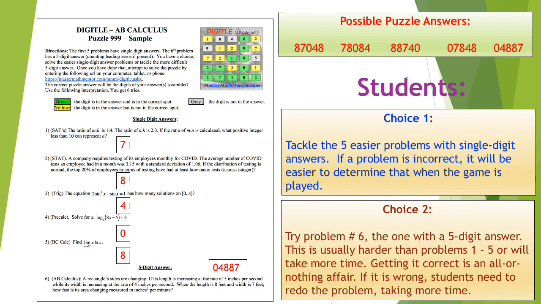Choice 2 is to immediately try problem number 6, having a 5-digit answer. This math problem is usually harder than any of the single-digit problems and will involve multiple steps and possibly concepts. And getting it incorrect is an all-or-nothing affair. When putting the digits into the puzzle app later, getting one digit wrong means that this entire problem must be checked, which could be time-consuming.